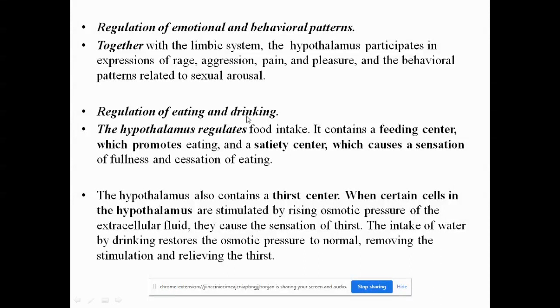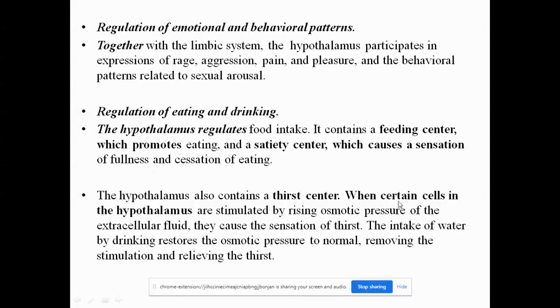Next is the regulation of eating and drinking habits. So the hypothalamus regulates food intake. That is, it contains a feeding center and a thirst center. So this region promotes eating, whether you are feeling hungry or whether your stomach is full. The satiety center causes a sensation of fullness, and that is, when your stomach is full, you stop eating. Okay, it also contains a thirst center.